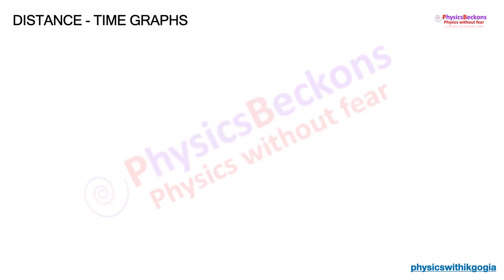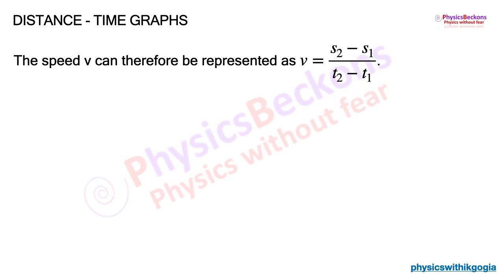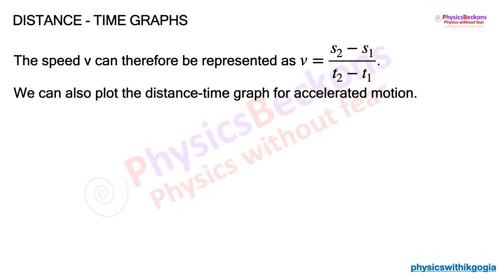The ratio S2 minus S1, that is the distance covered, to the time taken T2 minus T1, gives us the speed of the particle. So speed is V equal to S2 minus S1 over T2 minus T1. The values of S2, S1, T2, T1 can be taken from the graph. We can also plot the distance time graph for accelerated motion. Remember, accelerated motion is a non-uniform motion.